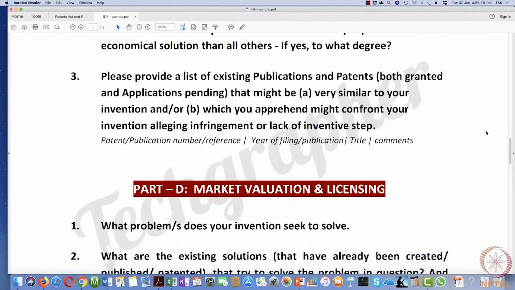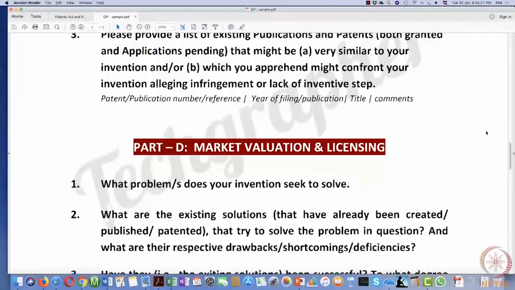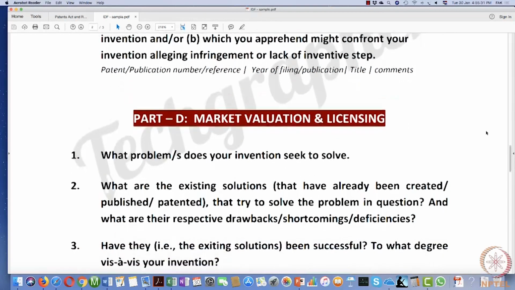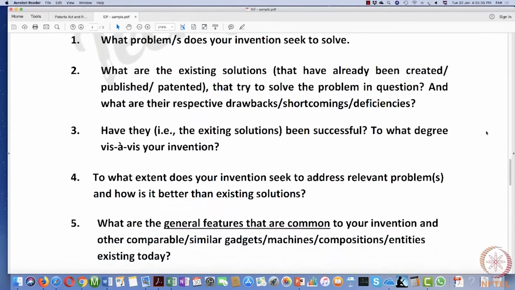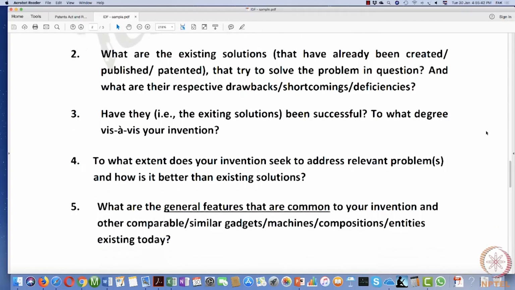And part D, this is entirely additional information which some disclosure forms may request from the inventor. Market valuation and licensing. What was the problem that the invention solved? What are the existing solutions? Have the existing solutions been successful? What does your invention seek to address, and to what extent does it seek to address an existing problem?